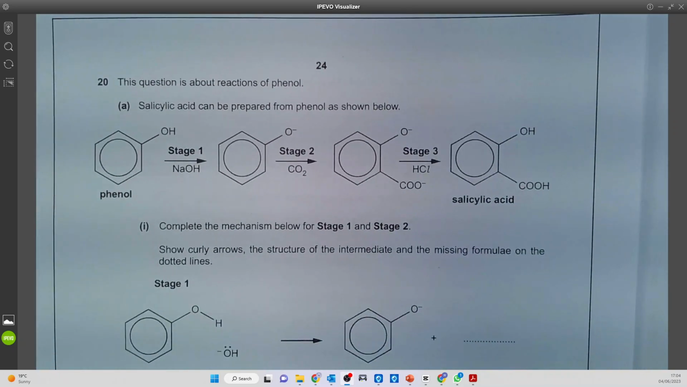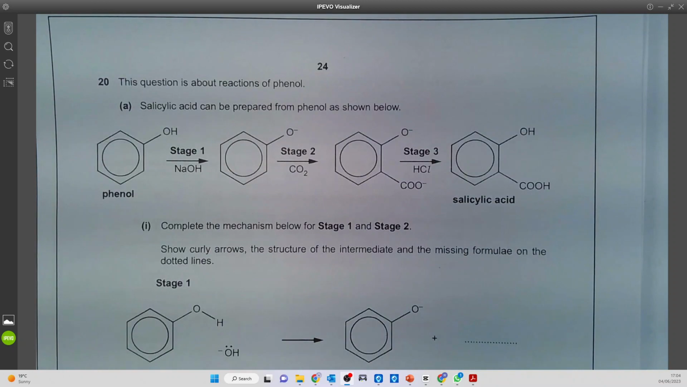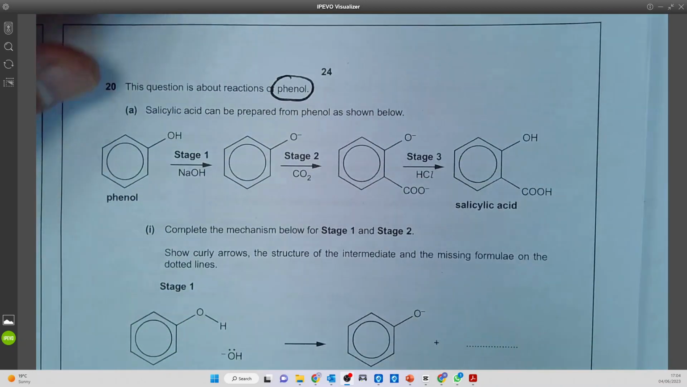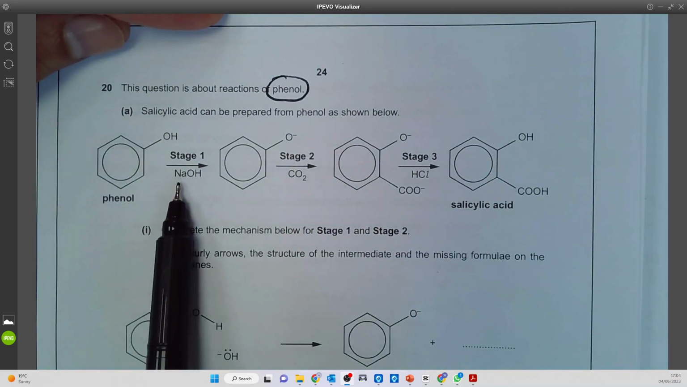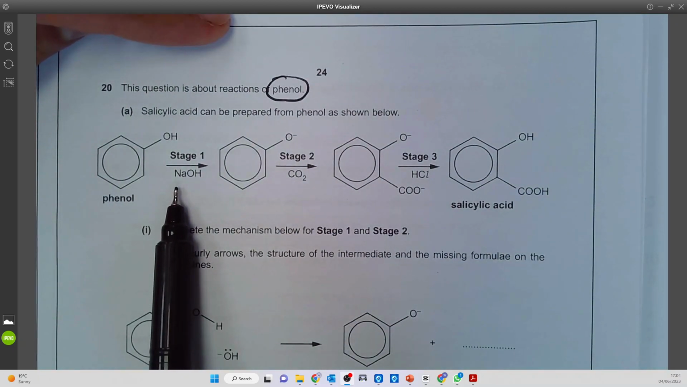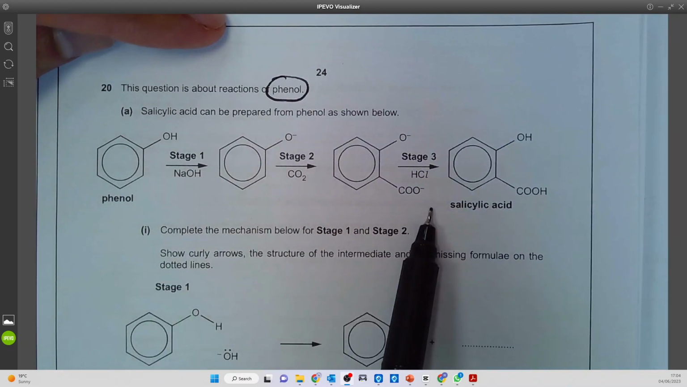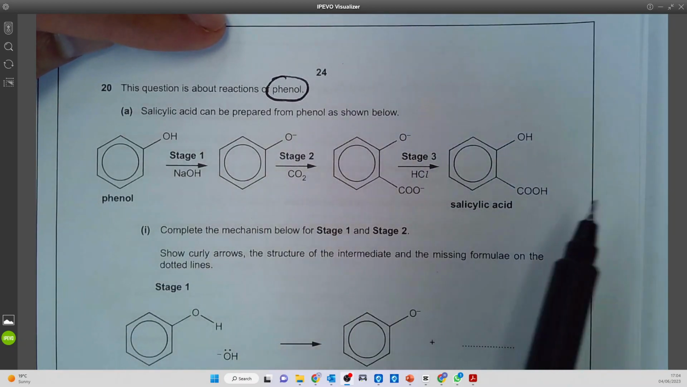What is happening in this case? It says this question is about reactions of phenol. Before you guys arrived, we did a question on this. What is happening here? You react with NaOH, and when you react with NaOH, it will form a salt. Then you add carbon dioxide, and it forms this molecule. Then you add HCl, and it changes into this.